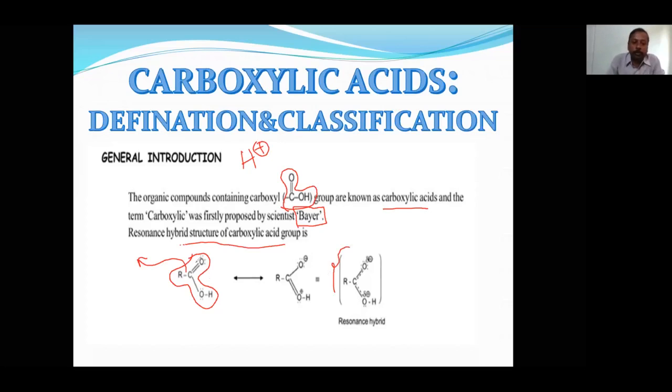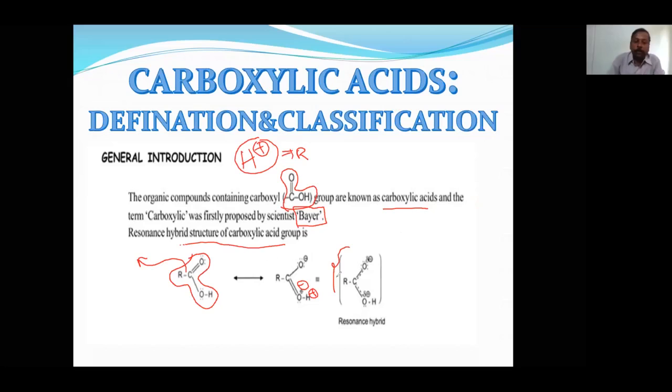Now see here. If it loses H plus, then there will be a minus charge. On the minus charge, there will be shifting of electrons. That means even though the carboxylic acid loses H plus, the remaining part is called a carboxylate ion. So this is about the introduction. Now we will study in depth about this.